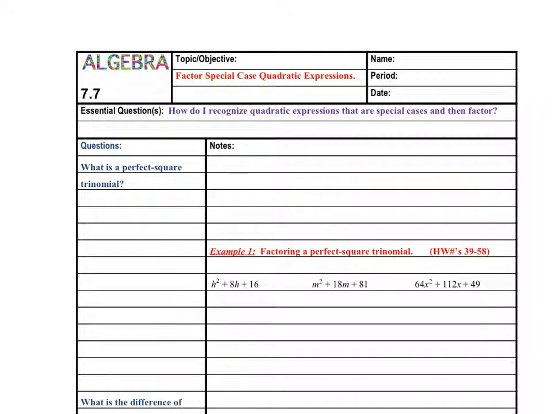What is a perfect square trinomial? It's going to look like this. It's either a squared plus 2ab plus b squared. That's one form. So that's one trinomial it could be.